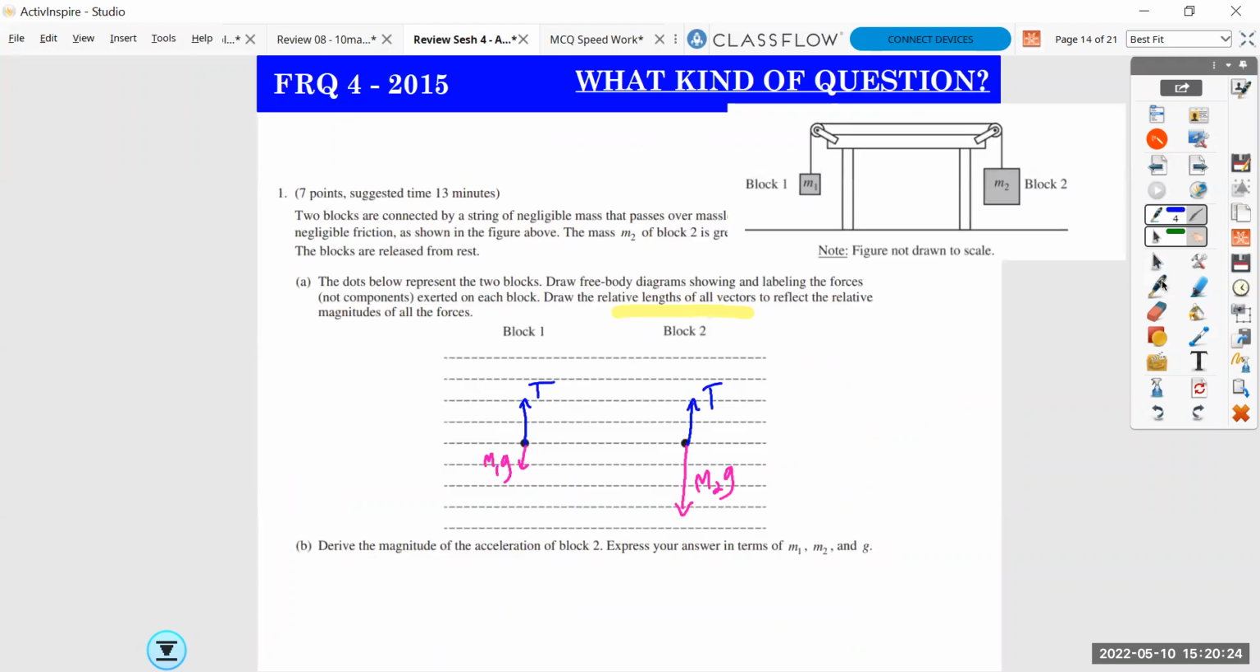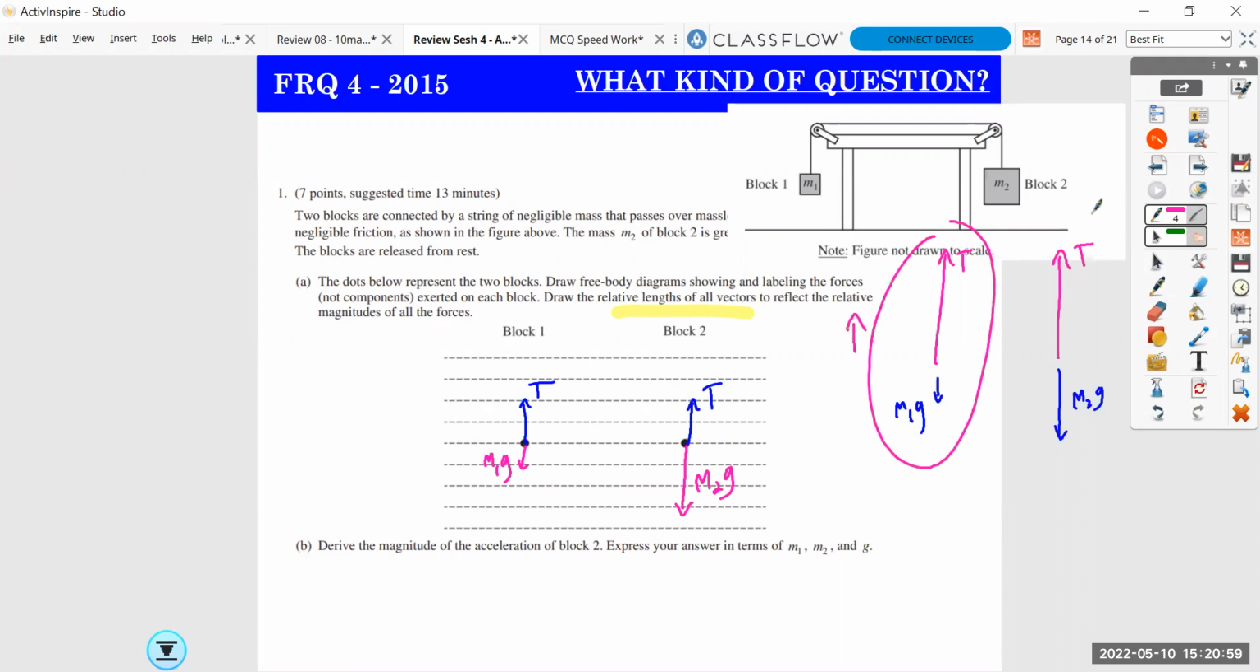Let's say I draw M2G bigger than M1G, right? And I draw my tensions the same length, right? Well, I'm actually going to earn 2 points at first, because if I do this, I'm going to get the point for the 2 gravities being downward and being different lengths. I'm going to earn a point for the 2 tensions being upwards and being the same length. The problem is that this free body diagram I've drawn has this one accelerating upwards.